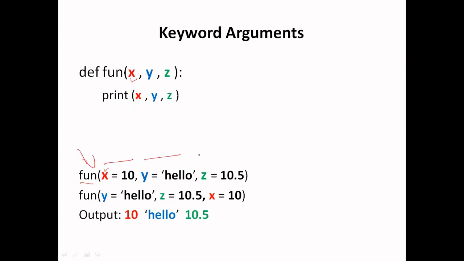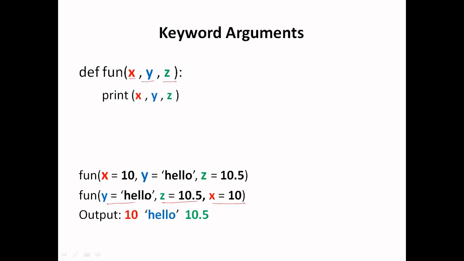In this case we have used three keywords x, y and z. We have three variables x, y and z here, and the same variable names are used for calling the function. The advantage of this is that we do not have to call the function in the same order as it has been defined. So we can change the order of parameters.